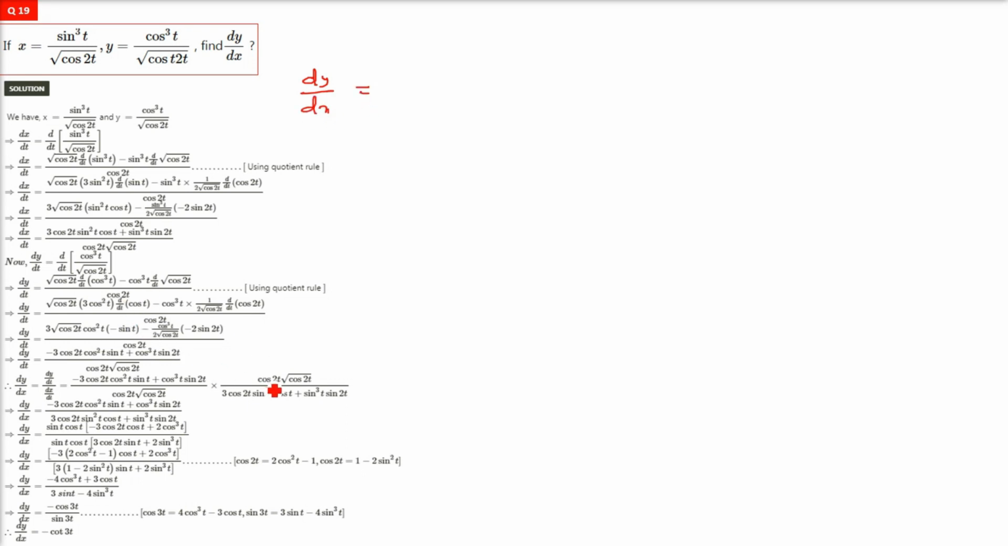Numerator, this gets cancelled as I already indicated just now, because we are actually doing dy by dx by dy by dt and dx by dt, dividing them. So let me write what will remain, because cos t under root cos 2t will get cancelled. So you have minus 3 cos 2t cos square t sin t. This we have already done. I showed you already. So now cos cube t sin 2t.